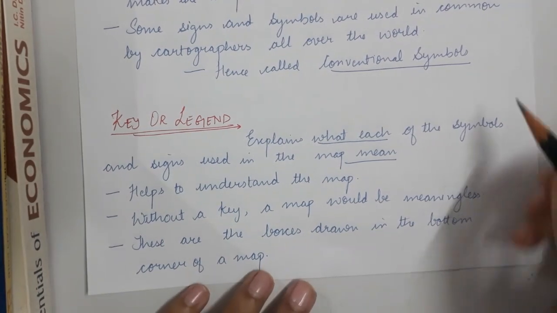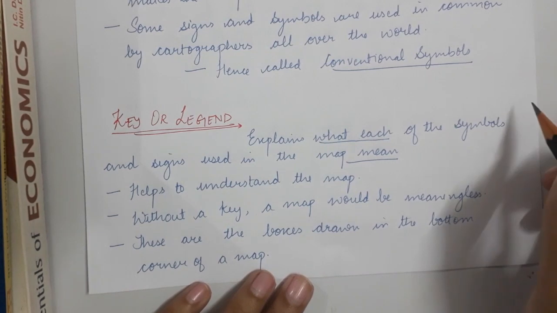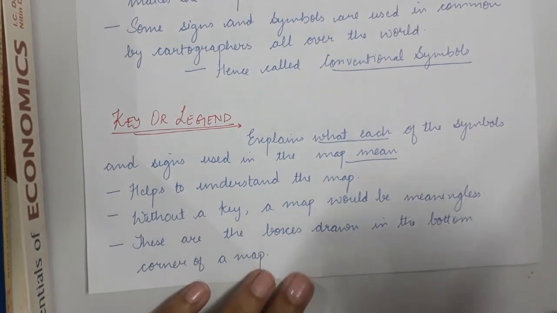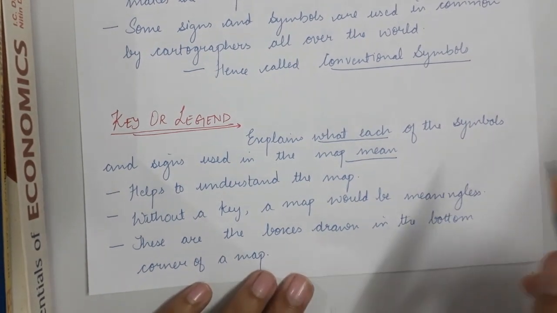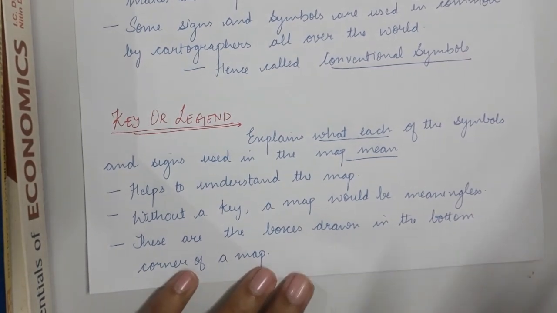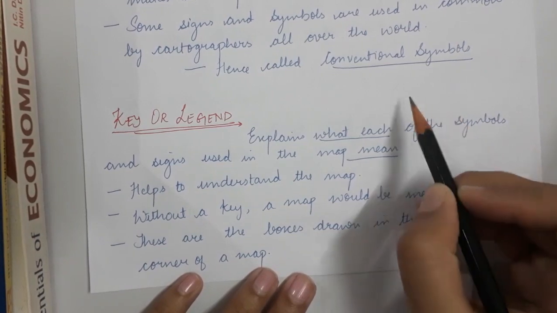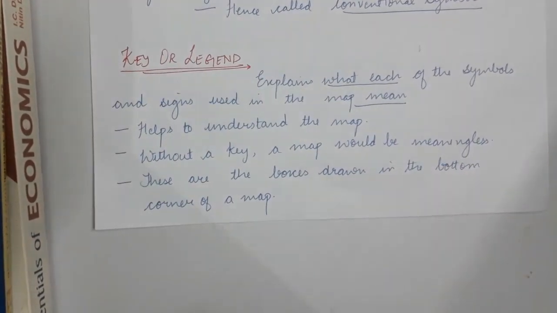For example, if I am using a triangle, I have to mark why I am using this triangle, whether I am using this for mountain or for a certain other thing, whatever I want to use. If I am using a star for water body, I have to write down that I am using a star. This star is for water bodies, this triangle is for mountains, so I have to mark that. So this helps to understand the map, and without a key, a map would be meaningless.